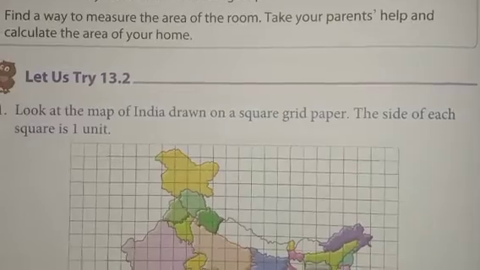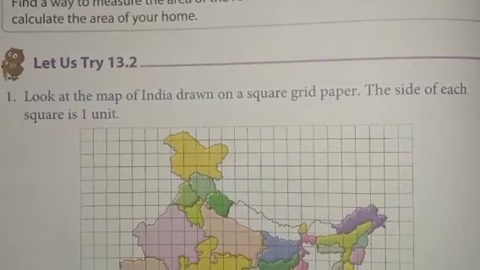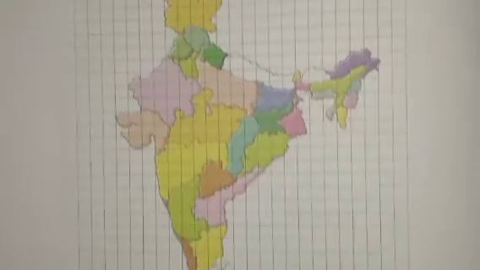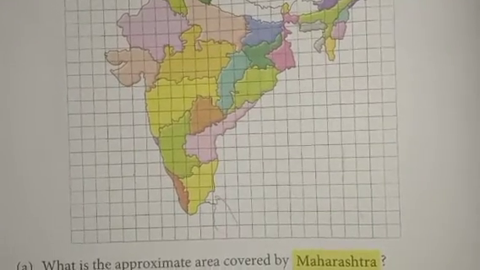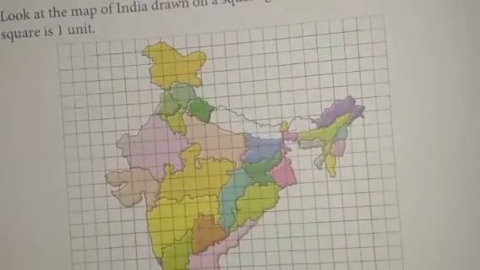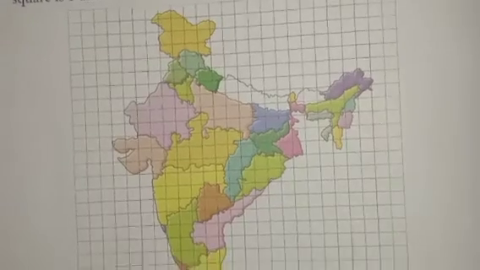Look at the map of India drawn in a square grid paper. So here the first question: what is the approximate area covered by Maharashtra? So in this map you find out where is Maharashtra. You know where is Maharashtra?